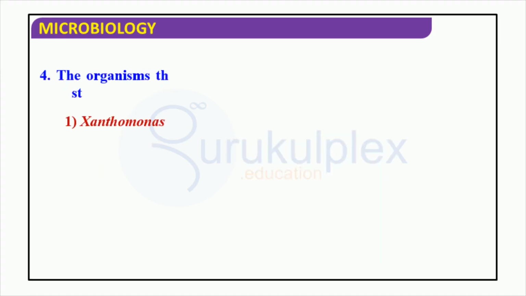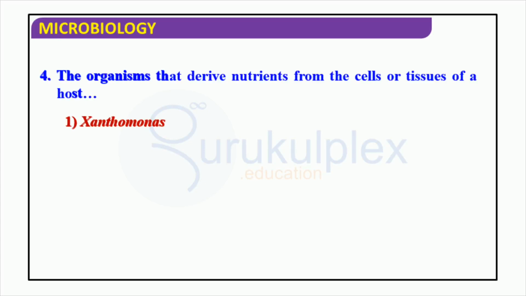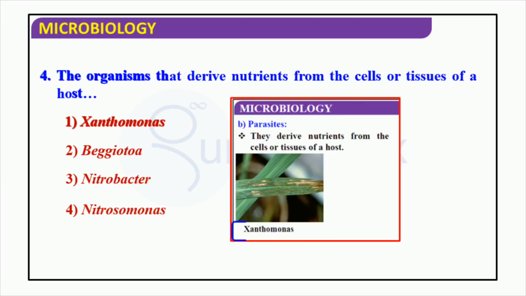We focus on bacteria and their various nutritional sources in our last slide. We look at Xanthomonas, Beggiatoa, Nitrobacter and Nitrosomonas, along with their respective nutrition that they derive from the cells or tissues of their host. We appreciate your time in learning about these various bacteria and their nutrition sources.